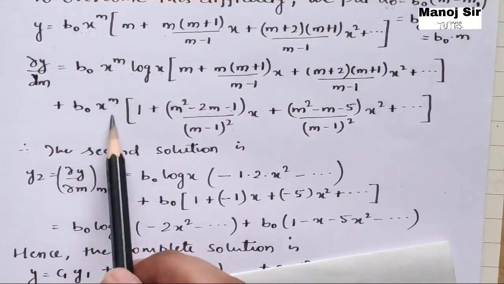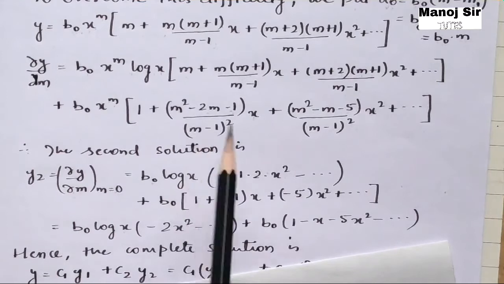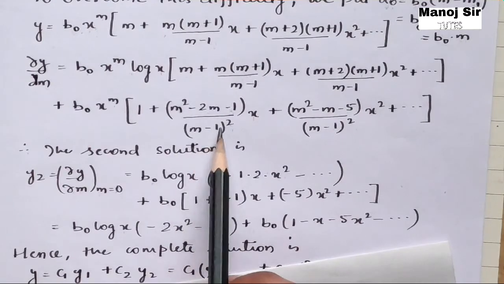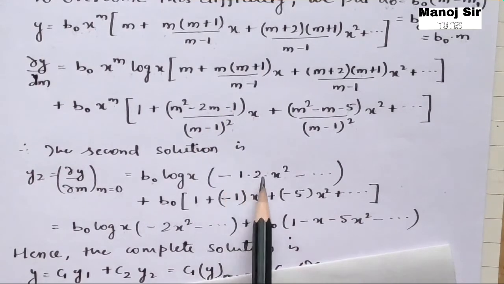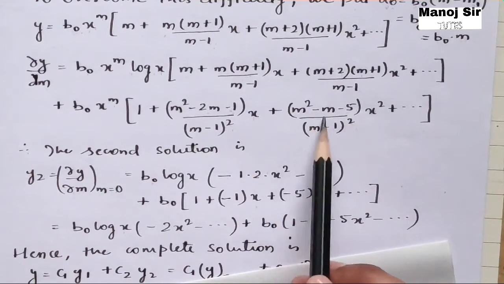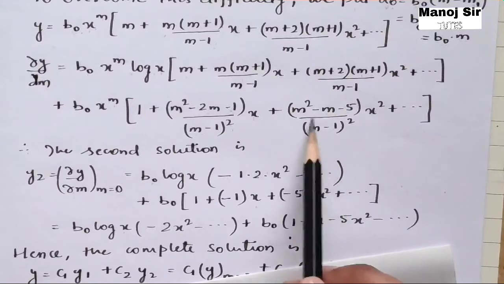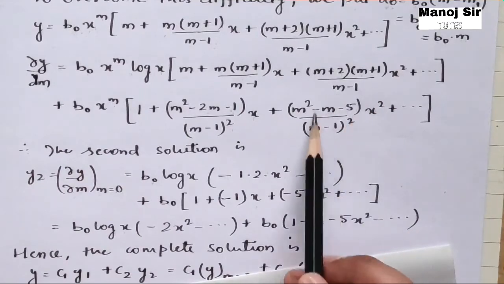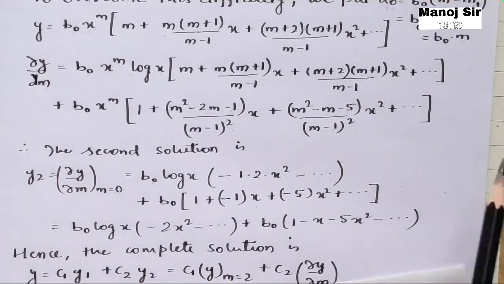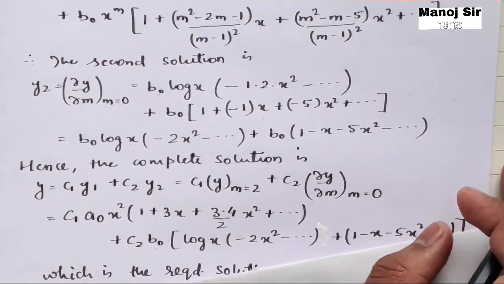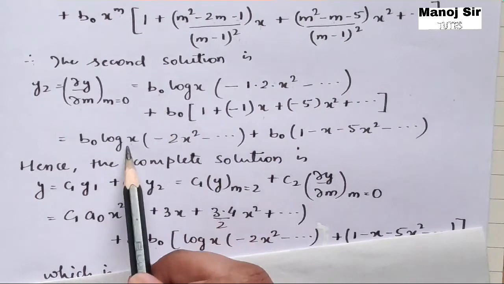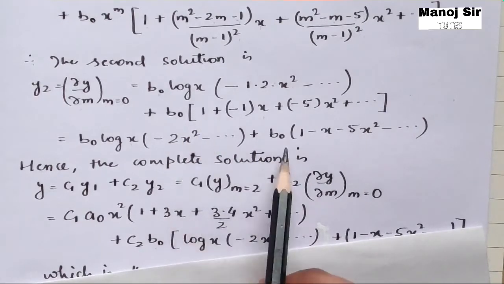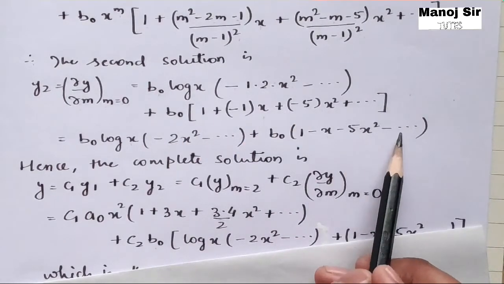Now coming to the second term, that is b naught into x to power m will become b naught, and this will become 1. Here we need to put m equal to 0, so there is no change. 0 minus 1 upon minus 1 whole square will become 1, so this is going to be minus 1 into x. Similarly, if you solve this part, this is 0, 0 minus 5, minus 5 upon 0 minus 1, that is minus 1 whole square will become again 1, so this is going to be minus 5 into x square plus dot dot dot. So if you solve this part, you will get b naught into log x minus 2x square minus dot dot dot, and b naught into 1 minus x minus 5x square minus dot dot dot.